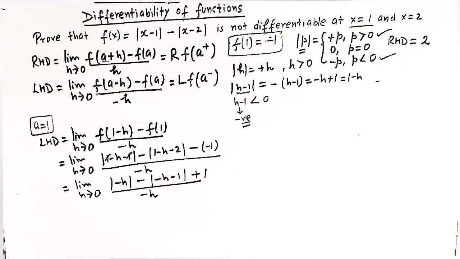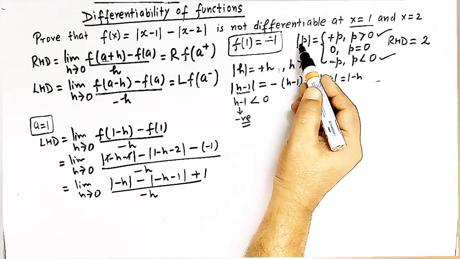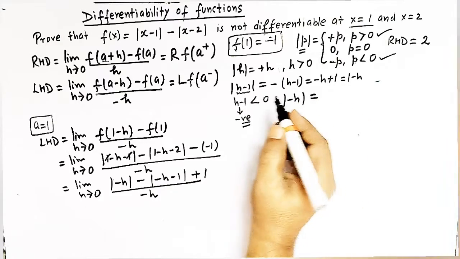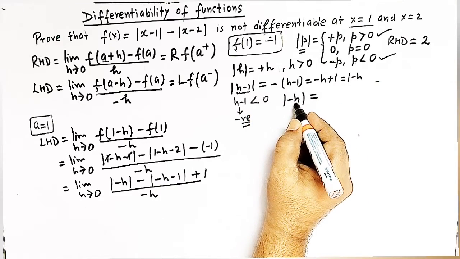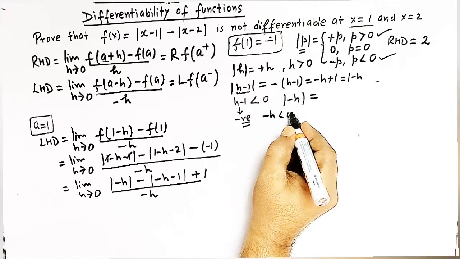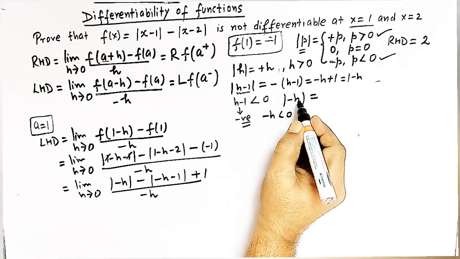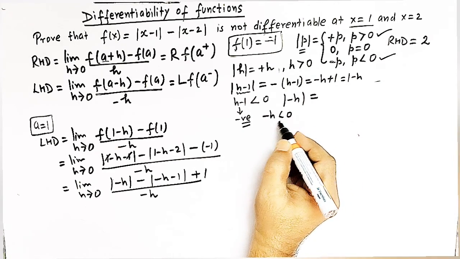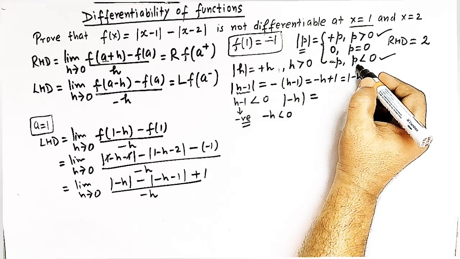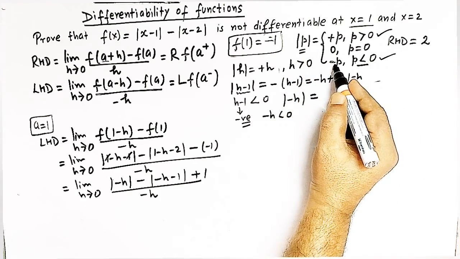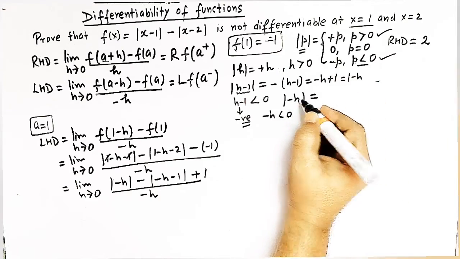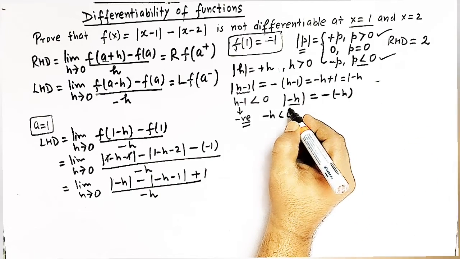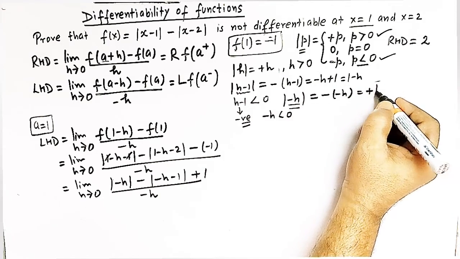So now let us once again make use of this definition of mod function. Now see, here we have a mod of minus h. Now h is a positive quantity, so negative h is less than 0, that is minus h is negative. So due to this definition, mod of p is equal to negative p. So mod of minus h is equal to minus, and here we have minus h because p is minus h. So this is plus h.